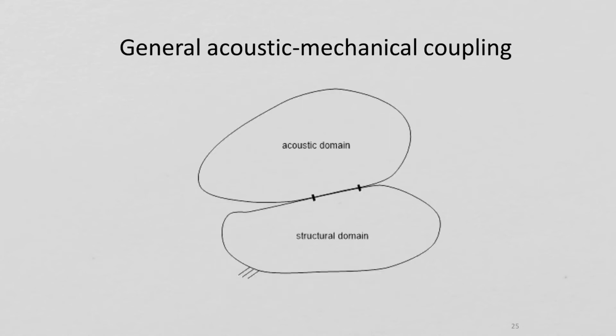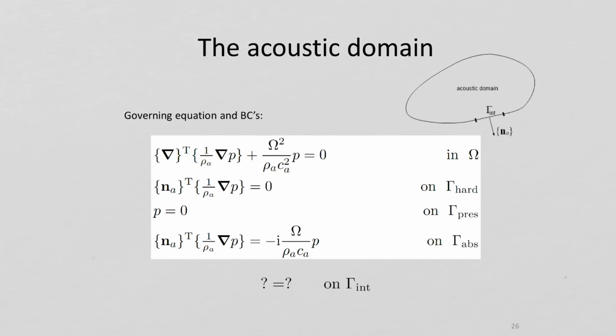So in order to get us going into the final element formulation that we need to implement in our code, let's just take a step further and look at the general acoustic mechanical coupling. So here we basically have an acoustic domain and a structural domain that coincides, that touches in a part of the boundary signified by this domain here.